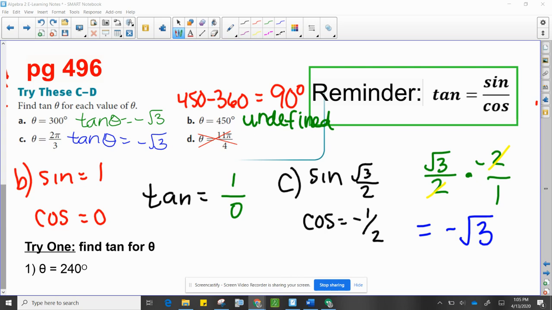Okay, so if you did it correctly for number 2, you should have got that the answer for this one is root 3. Positive root 3. Okay. All right. So that's the lesson of finding the trig functions using your unit circle.